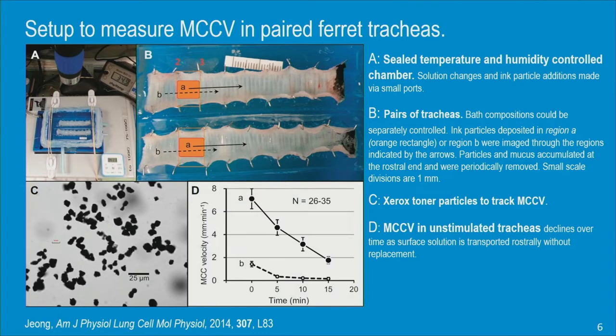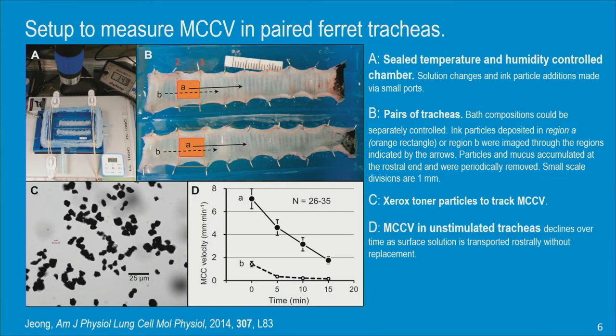It's a typical physiological chamber in which you can put paired excised tracheas with the bath independently controlled. Xerox particles, shown in C, about 5 microns in diameter, are put onto the surface periodically, and then they are transported rostrally at speeds that can be measured with microscopy.